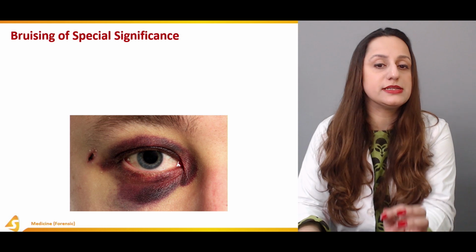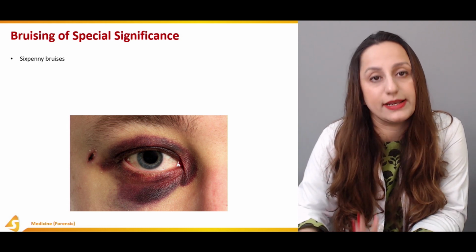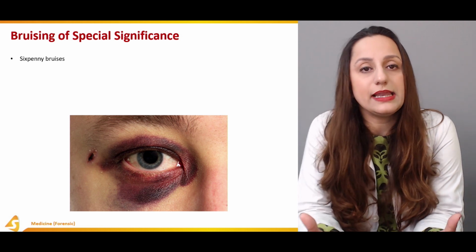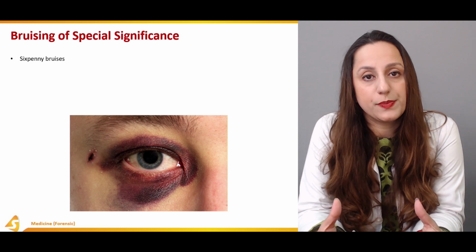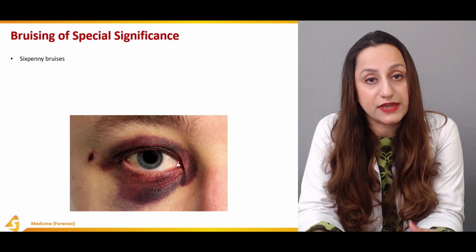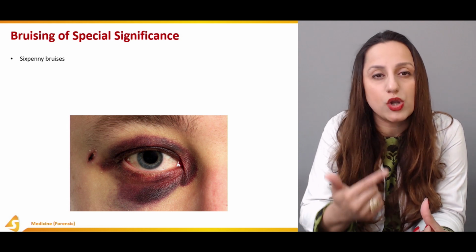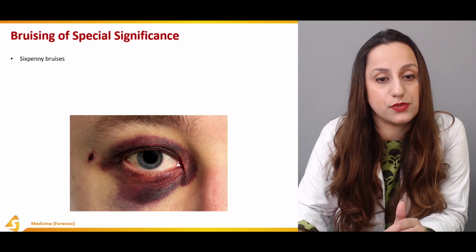Now, bruising of special significance are the sixpenny bruises. They basically occur in child abuse cases. They are the imprints of the fingers that were placed on the child, or where he was pressurized by these fingers, and they cause small circular penny-like bruises, and that's why they are called sixpenny bruises.